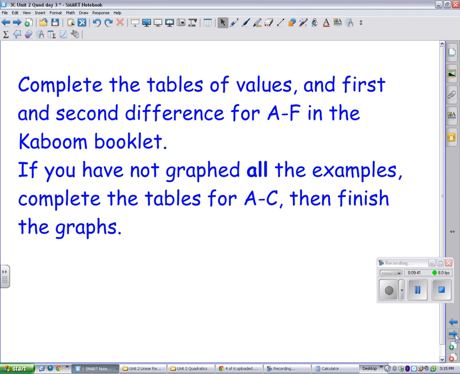Once you've spent time with that, you'll go back and finish the tables of values and first differences for your Kaboom booklet. And if you haven't finished graphing all of the examples, make sure you finish those with the iPad.